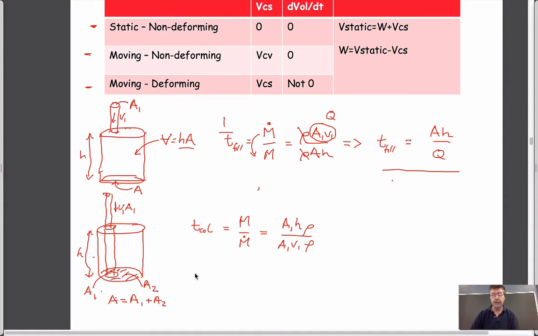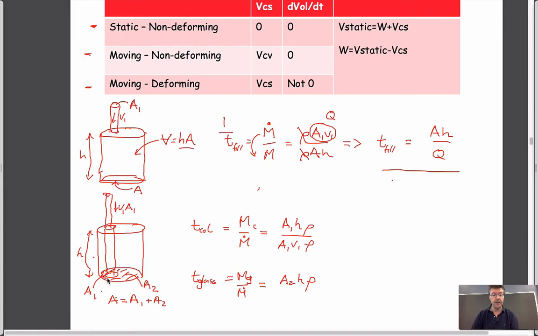And so on top of that, let's then talk about how long it takes to fill up the, I was going to say the bucket, but it's not a bucket, tea glass. Well, again, it's going to be the mass divided by the mass rate. This is going to be the mass rate of the column, and this is going to be the mass of the glass. So what's the mass in the glass? Well, the mass in the glass is going to be the area 2 multiplied by the height times density, right?